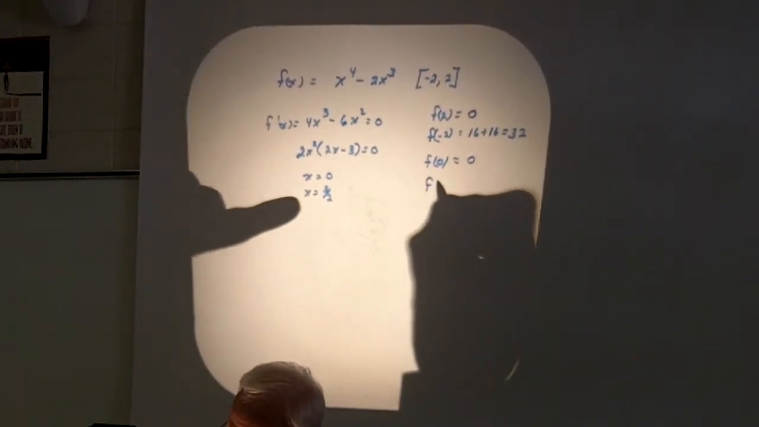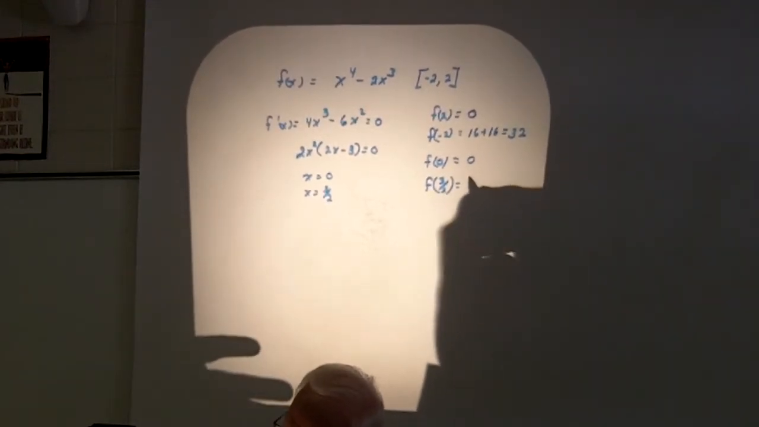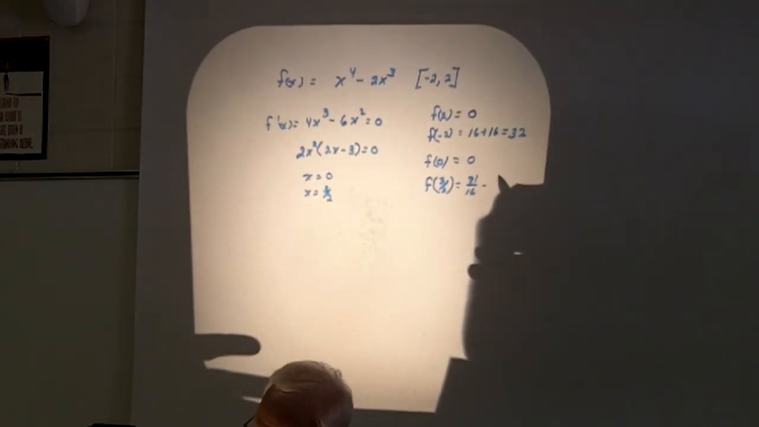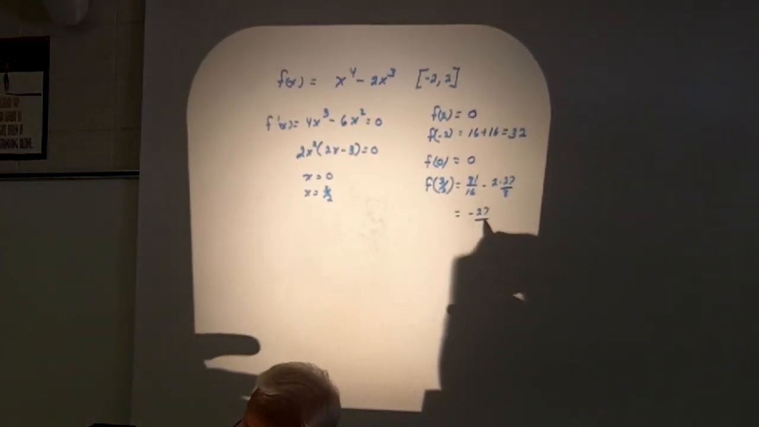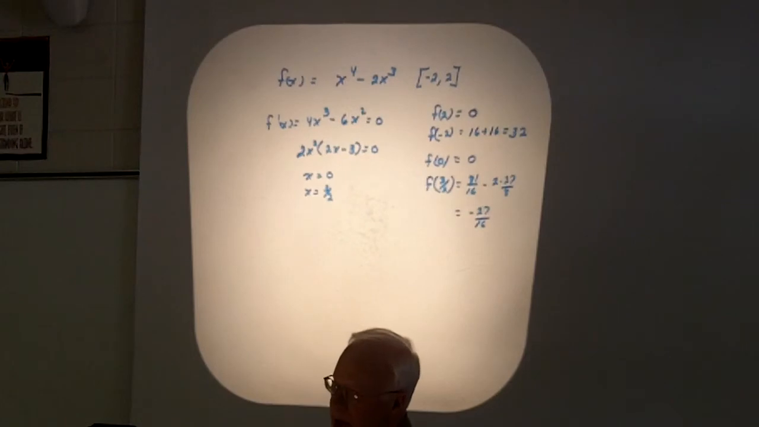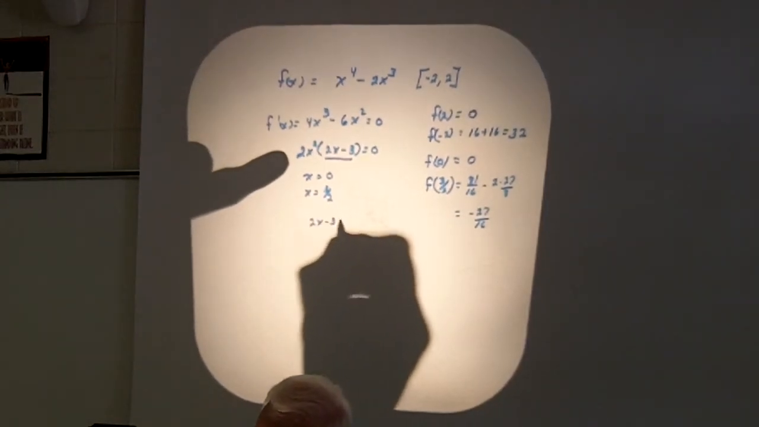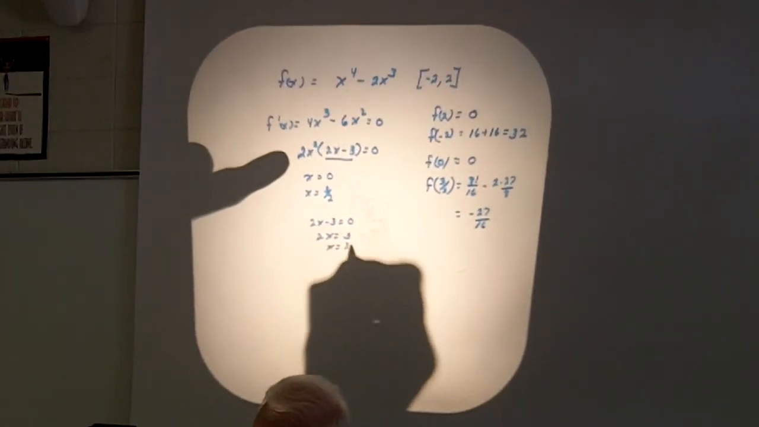And then I'm going to go f at 3/2. And so that equals 81/16 minus 2 times 27/8. Negative 27/16. It equals negative 27/16, says DeVries. Okay, yes. Where did you get 3 halves? Solving for this. 2x minus 3 equals 0. 2x equals 3. x equals 3 halves.